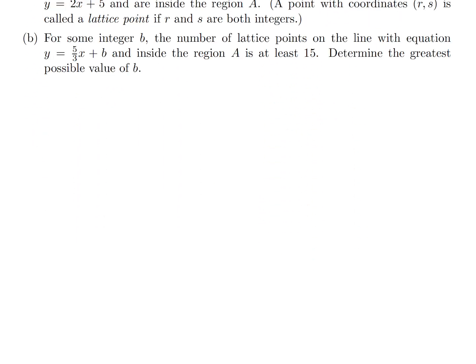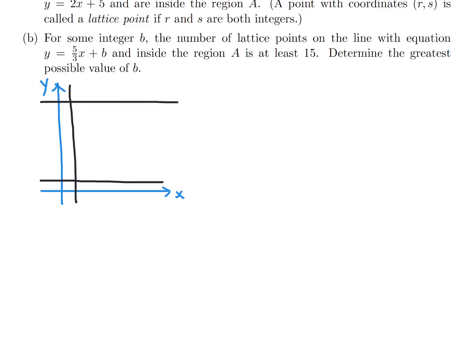Part B, for some integer b, the number of lattice points on the line with the equation y equals 5 over 3 x plus b and inside region A is at least 15. Determine the greatest possible value of b. Similar kind of story here, but slightly different this time. So let's draw that diagram again. We've got to put in those lines, and when you do, you get that region A. And then this equation, 5 over 3 x plus b, that is a line, obviously.